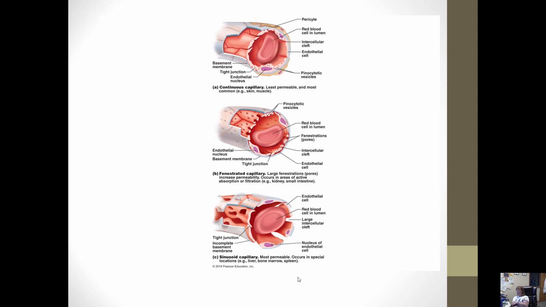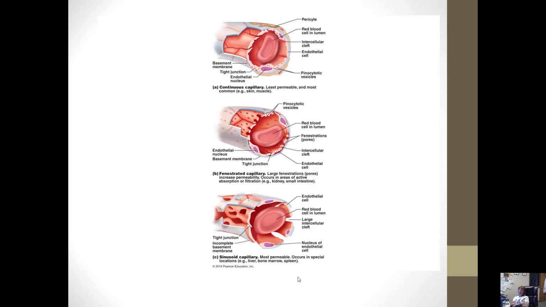Also, the blood vessels in endocrine glands are fenestrated, because those hormones that are coming through are too large and too polar, and they just can't slip through the cell membrane and get into or out of the bloodstream. And then the last ones that we have are the sinusoid capillaries. Notice we have an incomplete basement membrane, and we have large openings, large spaces, intercellular clefts.